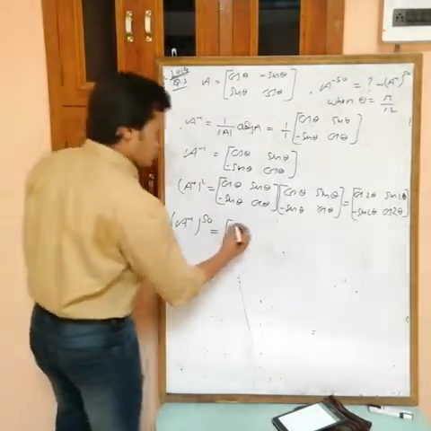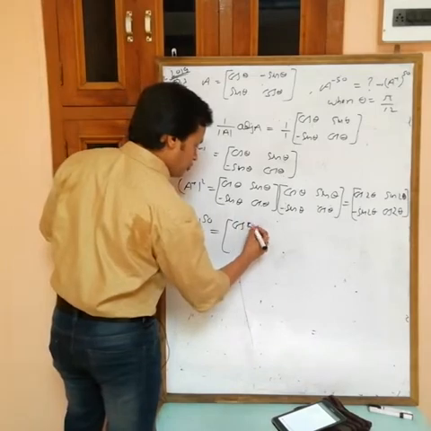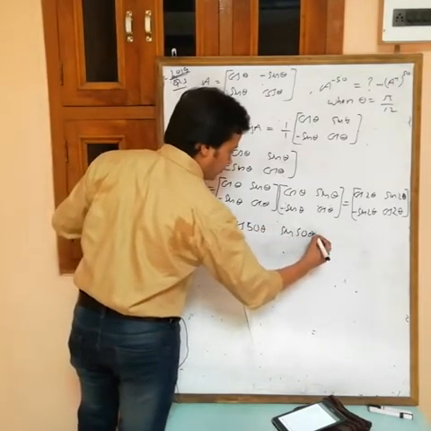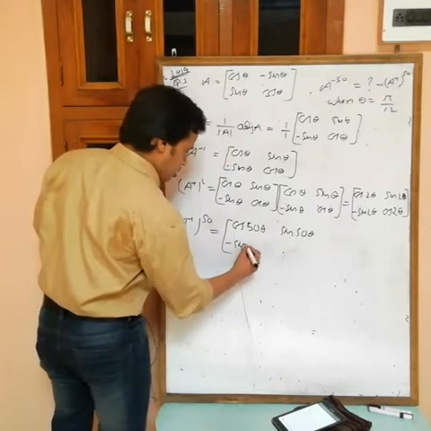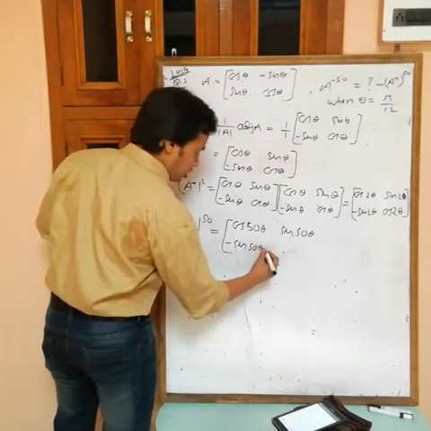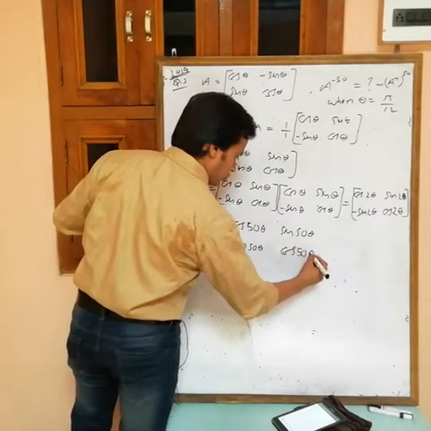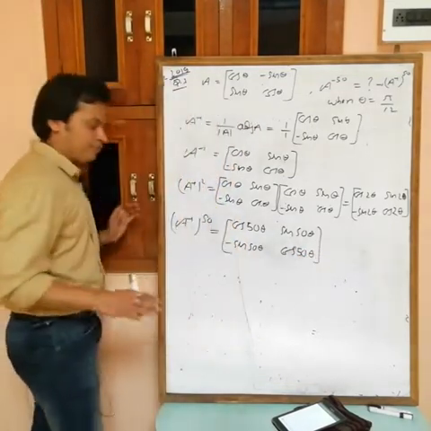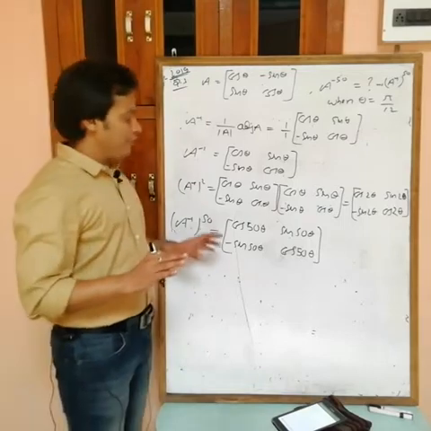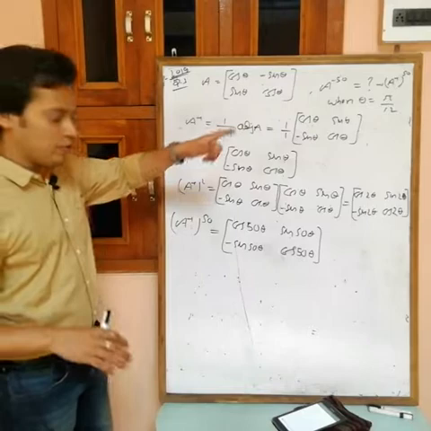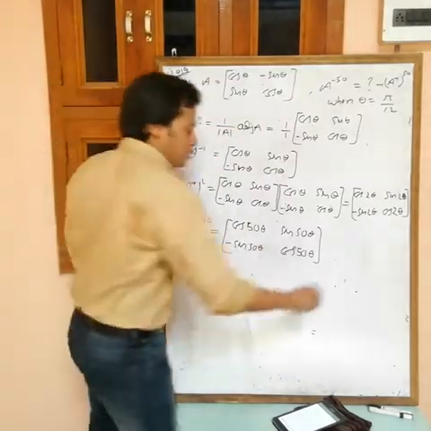So cos 50 theta, sin 50 theta and minus sin 50 theta and cos 50 theta. You will get this as the value. Now it is given that we want the value of this matrix when theta equals pi by 12. Here we have the angle as 50 theta.